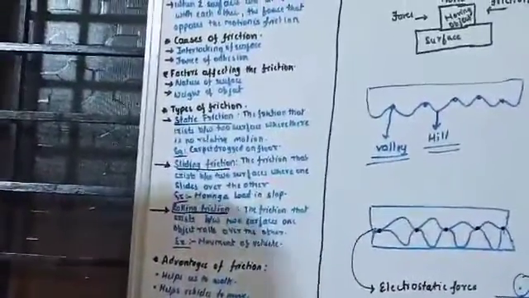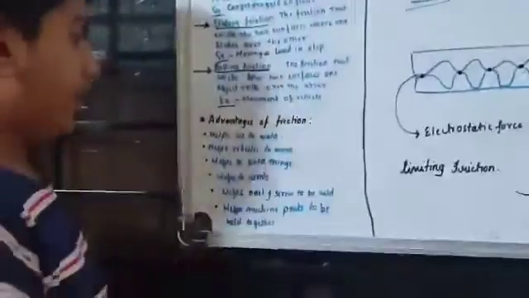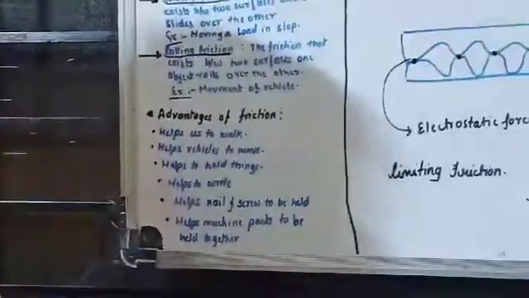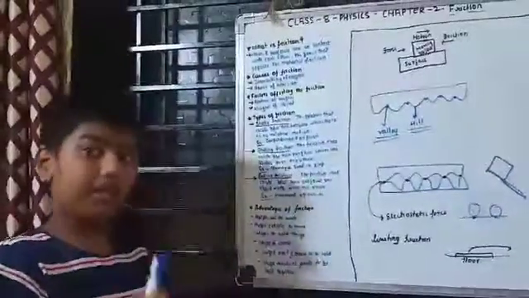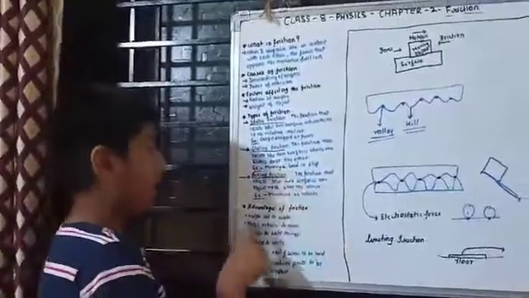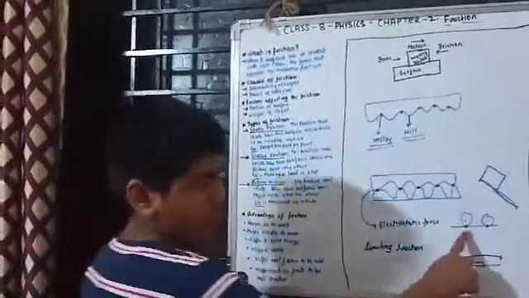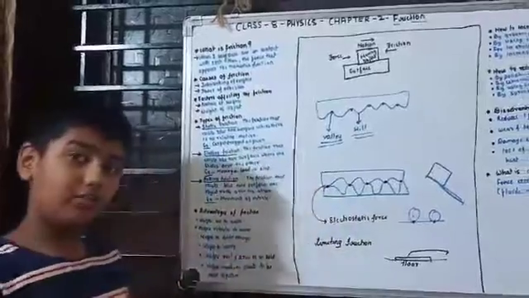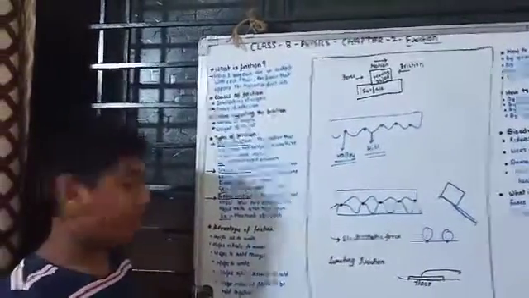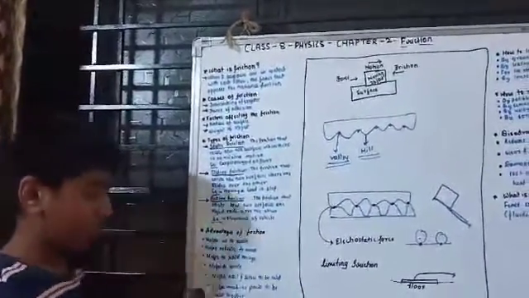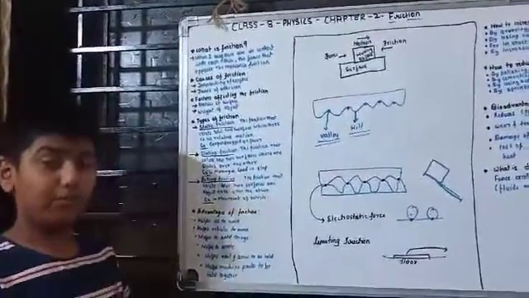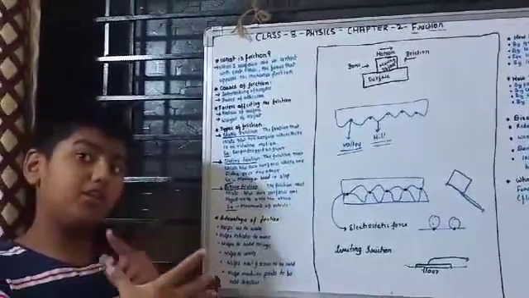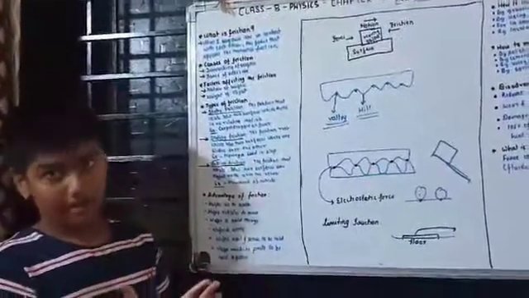Now let's move to the advantages of friction. It helps us to move and walk. Our legs and the floor will be in touch and the friction will be there, and it helps us to walk. It helps vehicles to move. As we have studied, the tires and the floor have friction, so the vehicle will move. It helps to hold things, as we have grip. Here there will be friction between the object and our hand.